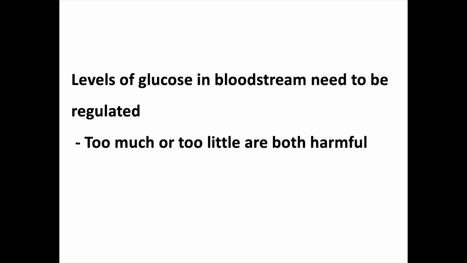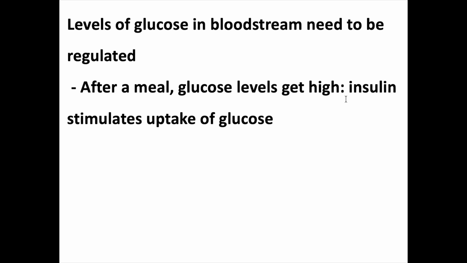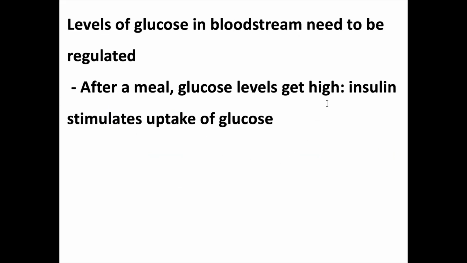And like I just said, too much glucose is bad for you. So when glucose levels are high after a meal, this hormone called insulin is going to stimulate the uptake of glucose. It's going to cause your muscles and your liver to take some of that glucose in the bloodstream and store it in the form of glycogen. Again, this is just glucose, glucose, glucose, stored away in these chains, and that reduces the concentration present in the bloodstream. So this is what happens after a meal.